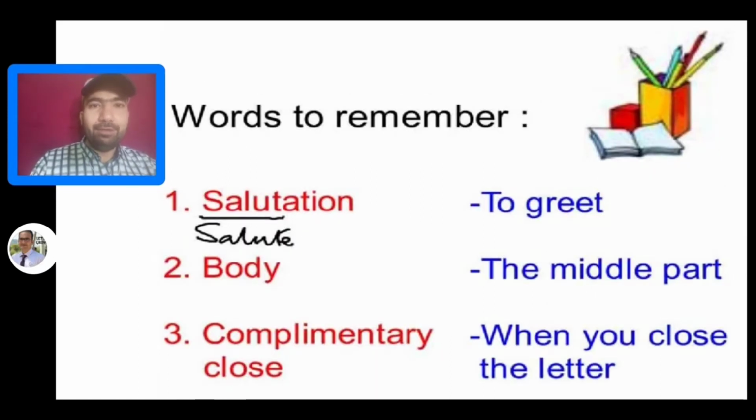And we are going to first learn the different words. Words to remember: number 1, salutation, to greet. Salutation is taken from salute. When we greet, we are just saluting someone. Number 2, body, the middle part of the letter. Number 3, complementary clause, when you close the letter. So remember these three terms, they are very important in informal letter writing or any kind of letter.